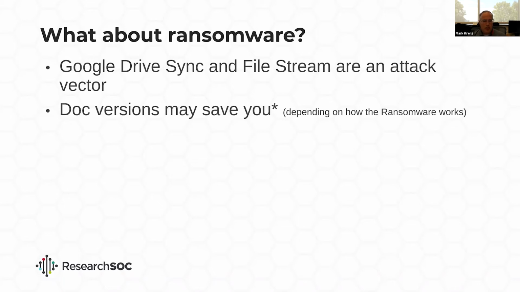It's not clear whether document versions would save you, so you could just roll back the document version to go back to the old version. It would depend on how the ransomware works. If the ransomware happens to delete the file before creating the encrypted version, you're going to lose all that metadata. It's not necessarily just creating a new version of the document. Also, through Google Drive Sync and File Stream, it might create a new document anyways when you go do stuff like that.